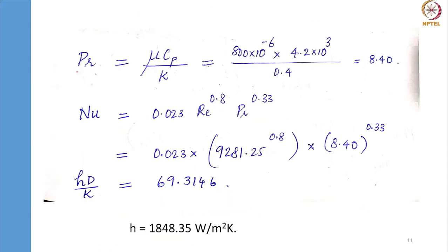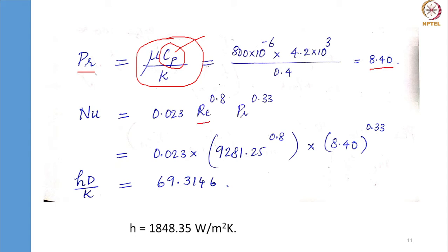So the next task is to find out the Prandtl number. Again, it's just the mathematical definition, mu Cp by K. All the values are given, and we end up with... And one more thing, Cp was given in kilojoule per kg Kelvin, so again, we need to be dimensionally consistent there too. So we end up with a Prandtl number of 8.4.